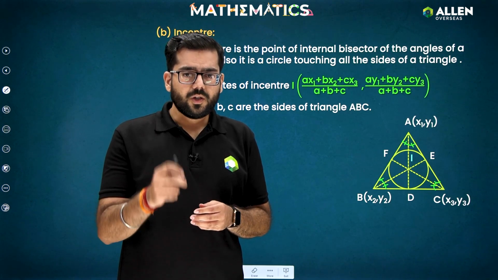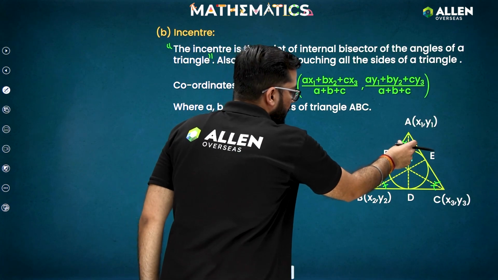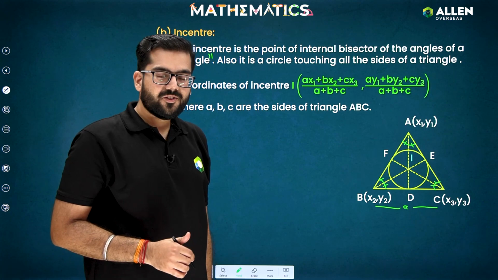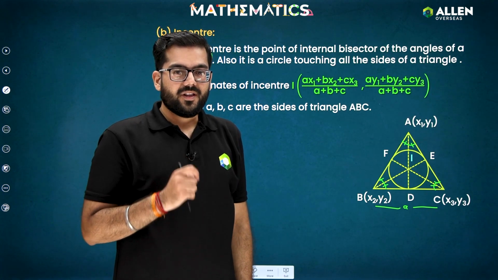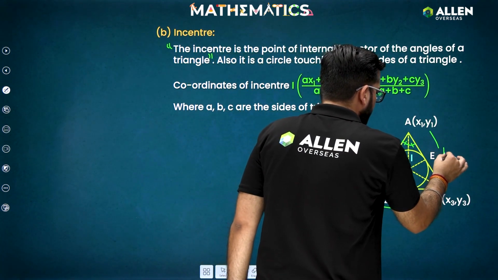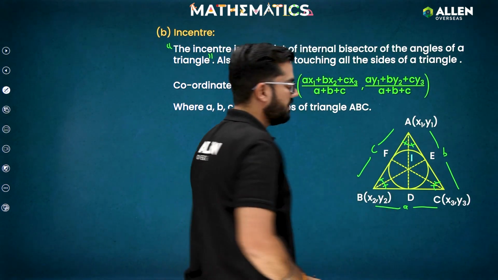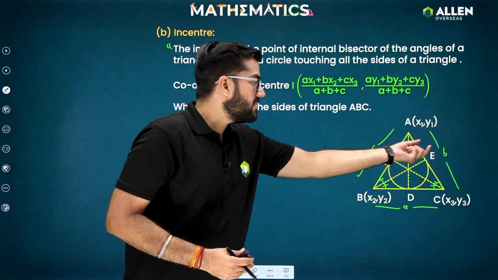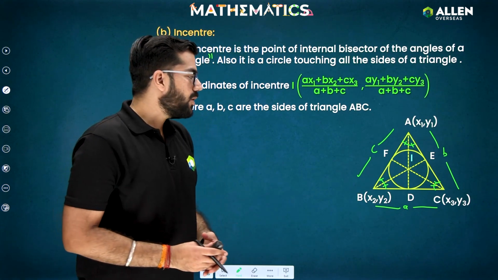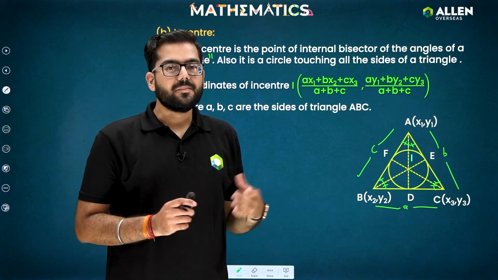You can see small a is in front of angle A, usually denoted as small a. Such work we did in SOT, solution of triangle. In front of angle B we have length b, and in front of angle C we have length c. So small a, small b, small c, kind of like this. Now it is quite easy to remember this formula, that is (ax1 + bx2 + cx3) upon (a + b + c), and similarly for y.